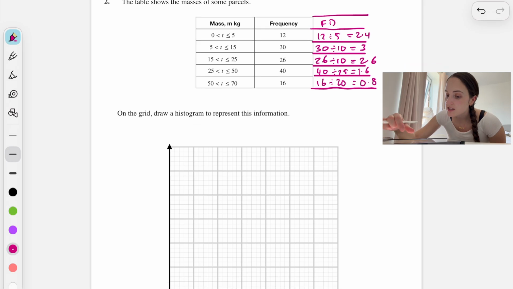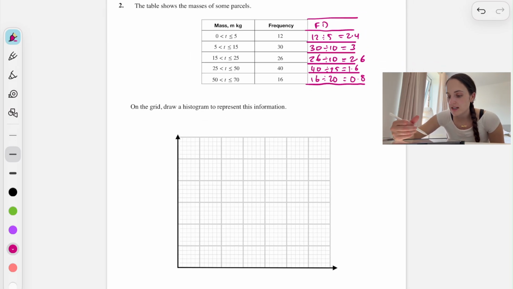So now I need to draw my histogram. I need to go from 0 to 70 on the x-axis, and I need to go up to 3 on the y-axis. So if I'm going to go up to 3 on the y-axis, I could label it as every 2 boxes being 1.